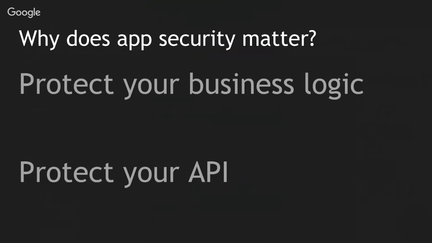So why you should consider it? First of all, you should protect your business logic, if you have some business logic that you don't want to expose, some algorithm or things like that. And the second is protecting your API. Even though you are using that API inside your app, you should consider that someone can sniff the traffic from your app and use that API to exploit your backend somehow. So what can you do?